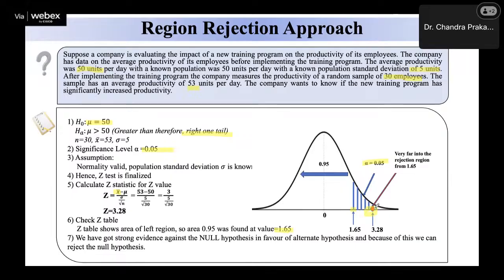It is very far from the rejection region of 1.65. That's why we have strong evidence against the null hypothesis and in favor of the alternate hypothesis. And because of this, we can reject the null hypothesis.